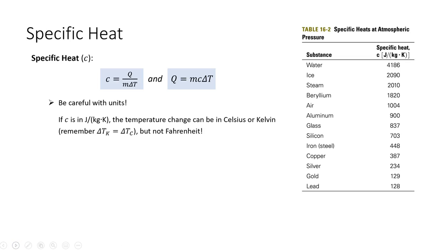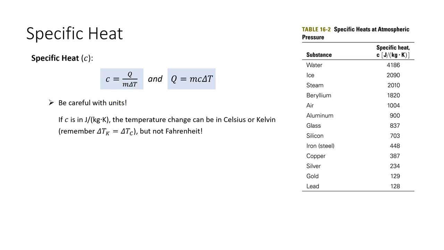Okay, let's just talk a little bit more about specific heat. I'll just give you a little warning to be careful with units here. A lot of the times you're going to be given specific heat in terms of joules per kilogram per Kelvin, like the table that's shown on the right-hand side here. But sometimes you might be given specific heat in terms of joules per gram per Kelvin, in which case you would want your mass to be in grams.